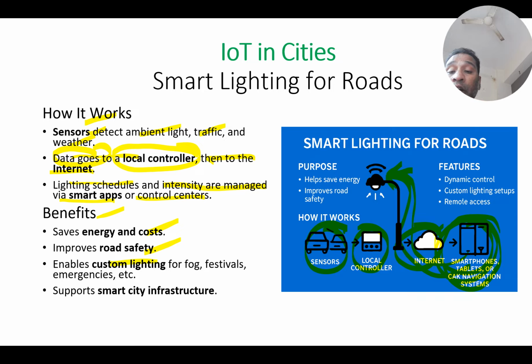Enables custom lighting, like I said, right? Whenever there is fog, we need light. At that time we can switch on the lights. During festivals, or during emergencies, it can happen automatically, from far away places, either remotely or completely automated, right? Supports smart city infrastructure, right?